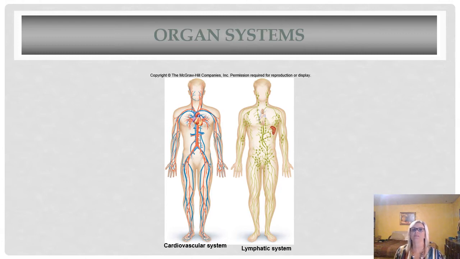Then we have the lymphatic system. That is going to include lymphatic vessels, lymph fluid, lymph nodes, thymus, and spleen. And the function is to transport fluids and also help to defend against pathogens, like it contains lymphocytes. It also helps with some waste products as well.